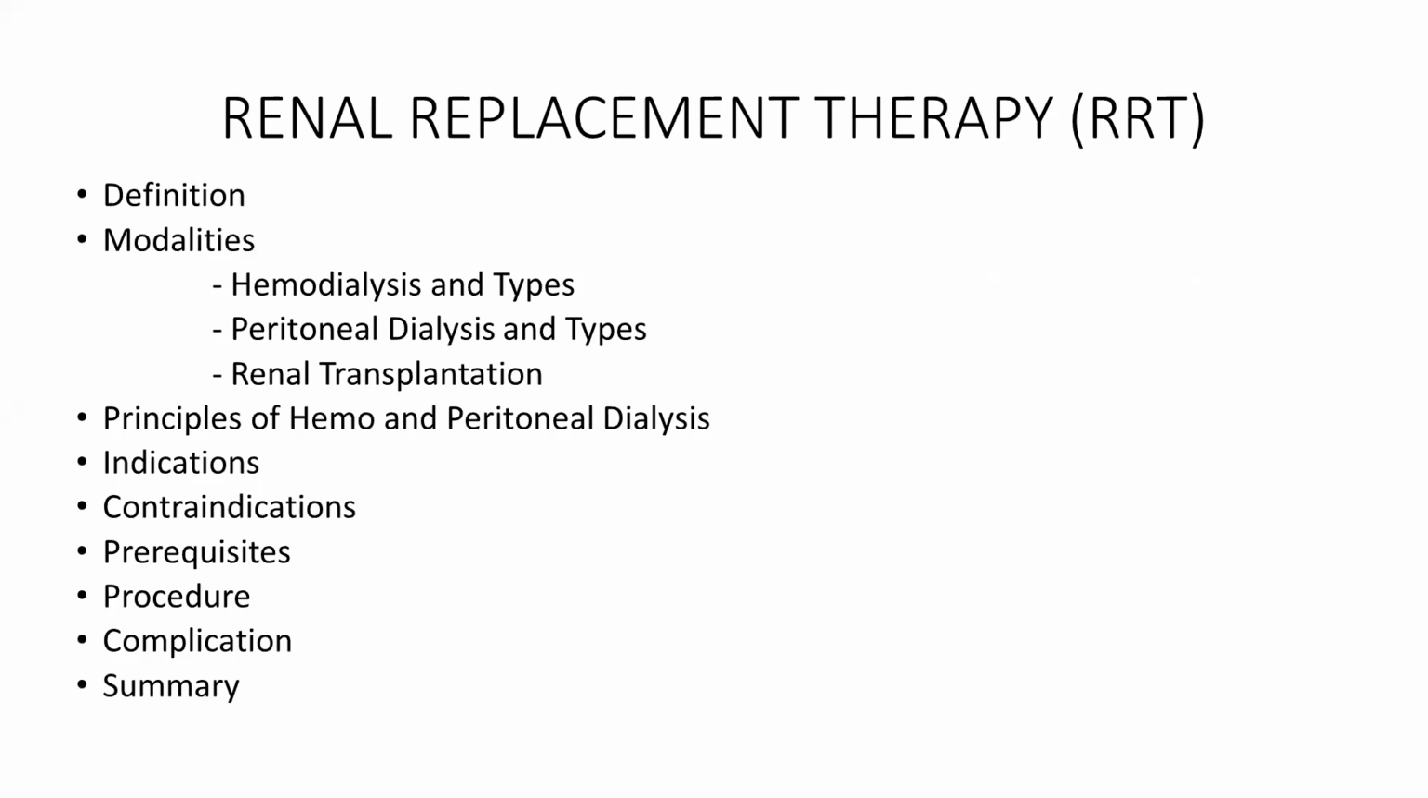Now, in renal replacement therapy, we will be discussing its definition, the types of renal replacement therapy like hemodialysis and its types, peritoneal dialysis and its type, renal transplantation and its types. Then briefly, we will be discussing the principles of hemo and peritoneal dialysis, indications, contraindications. What are the prerequisites? What are the requirements to perform a successful hemo or peritoneal dialysis? How the procedure is performed, possible complications of all the procedures, and finally the summary.